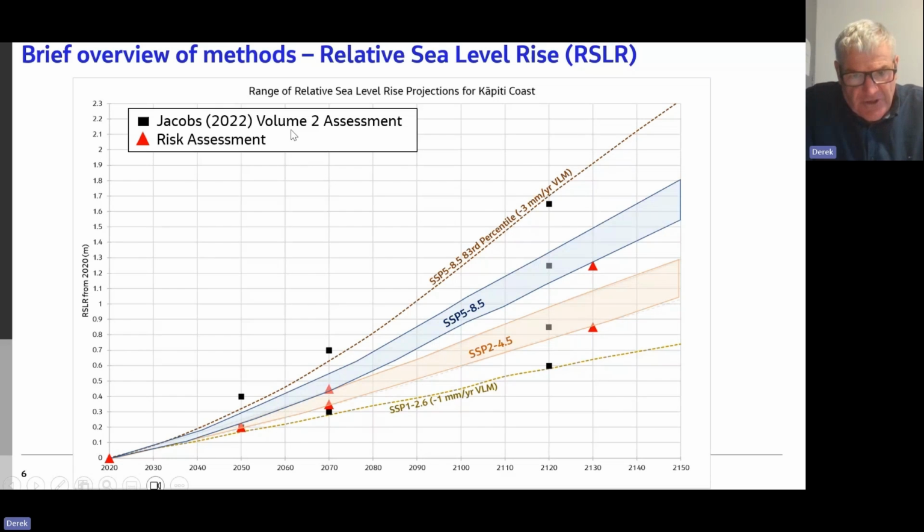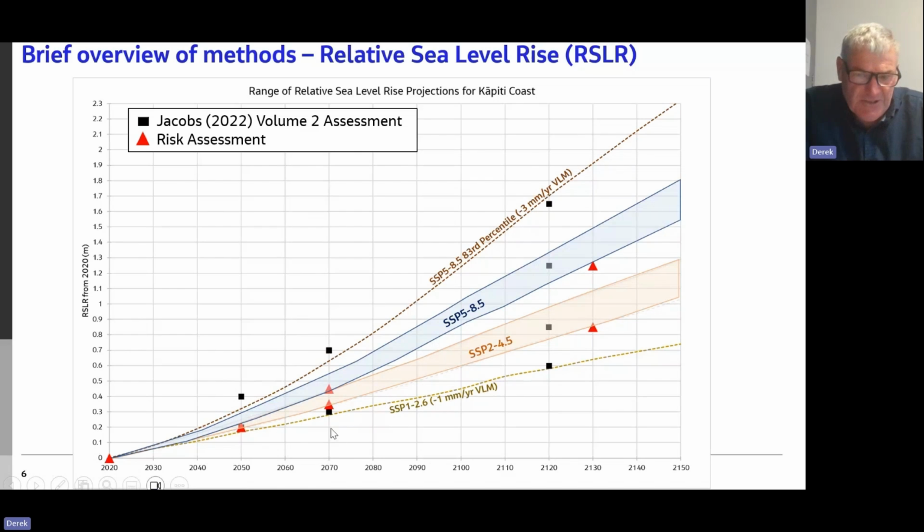When we did our first assessment in 2022, the results in the Jacobs results report are these black squares here. So we looked at 3 time scales. We looked at the rise from 2020 through to 2050, in the next 30-odd years, and those ranges are between 0.2 to 0.4, depending on which scenario of climate change you use and which rate of vertical land movement you use, with the rates being taken between 1 millimetre a year and 3 millimetres a year, and I'll speak a little bit more about those in a moment.